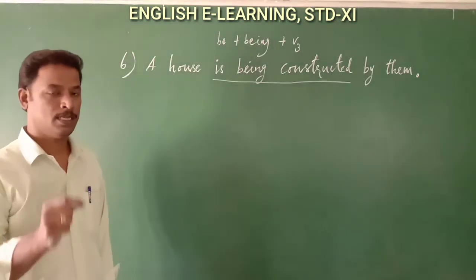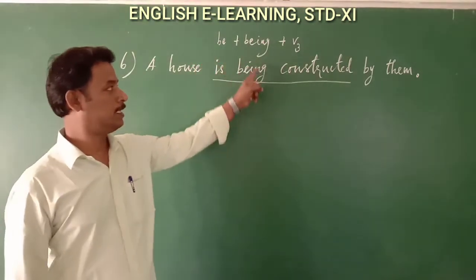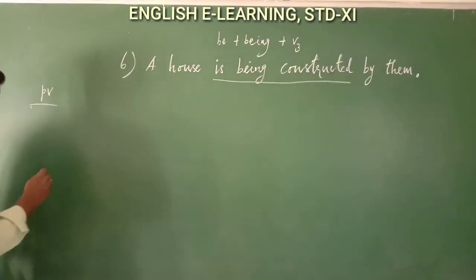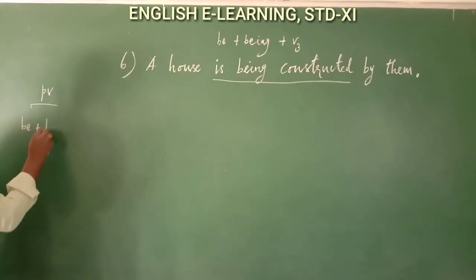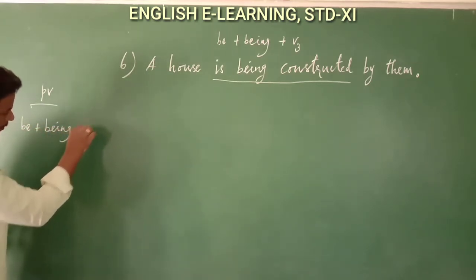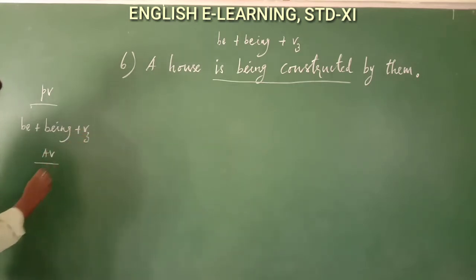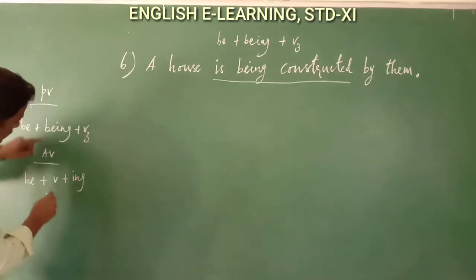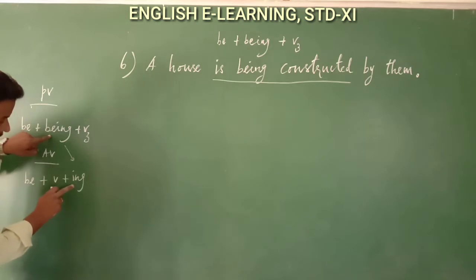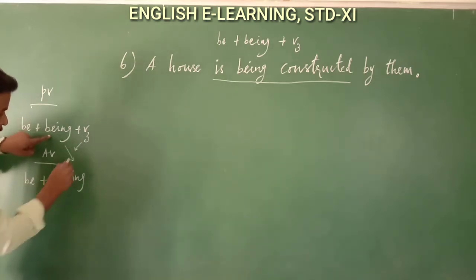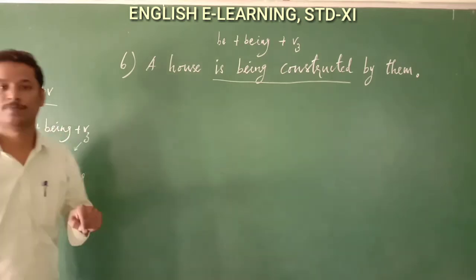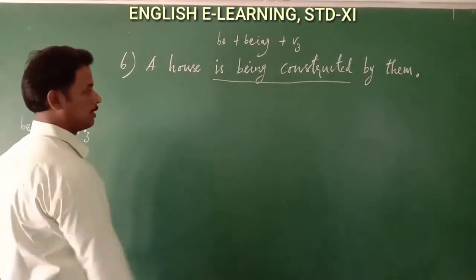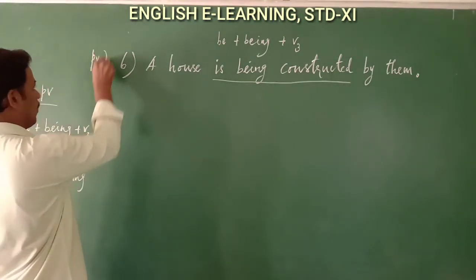Likewise, we should analyze the verb pattern. Be plus being plus verb 3. So it is in passive voice. So for passive voice, if you have the rule be plus being plus verb 3, in the active sentence we have the rule be plus verb plus ing. This being should be converted as ing and verb 3 should become the base form. Right. Look at this sentence. A house is being constructed by them. So it is in passive voice.